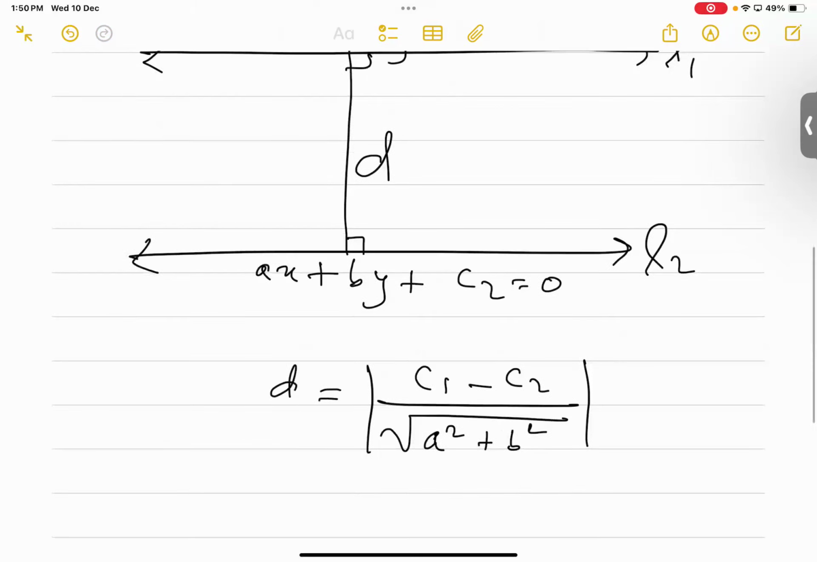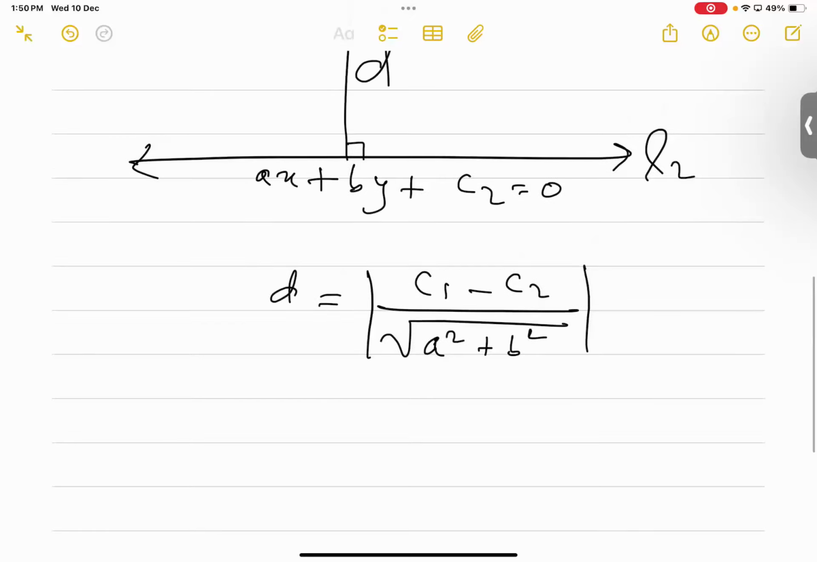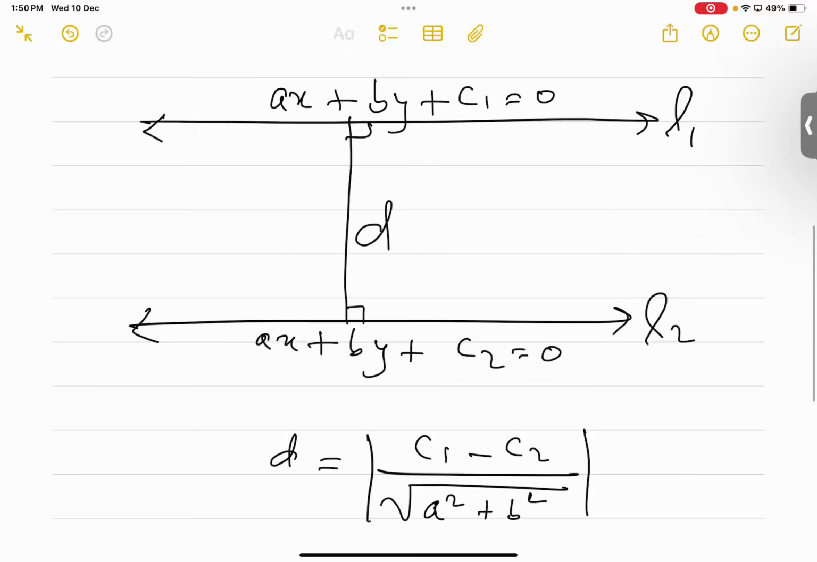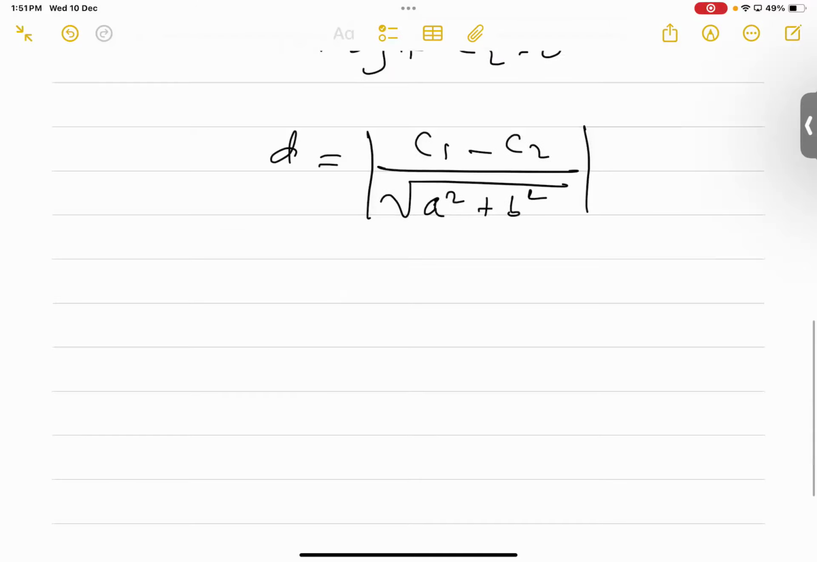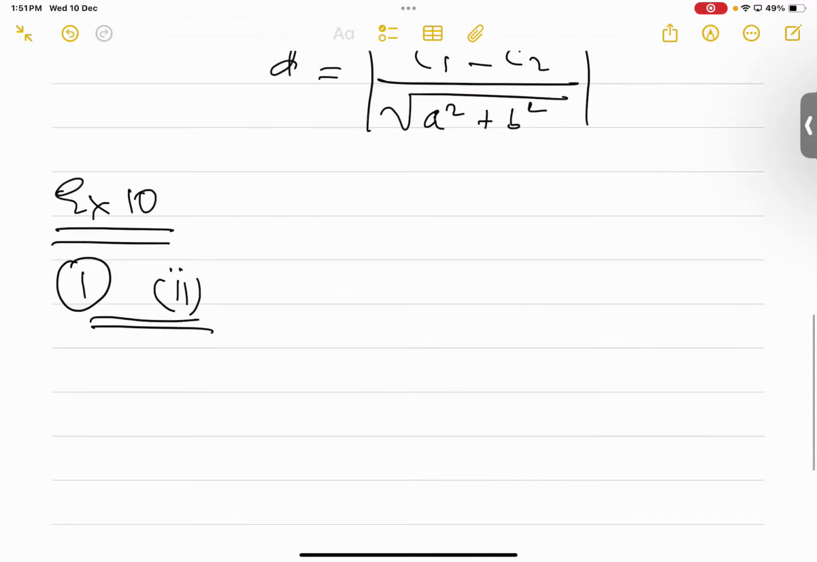Okay. Let's go to exercise number 10. Draw the same diagram. Copy the same formula. Exercise 10, question number 1, sub question 2. We'll first start with this particular problem.